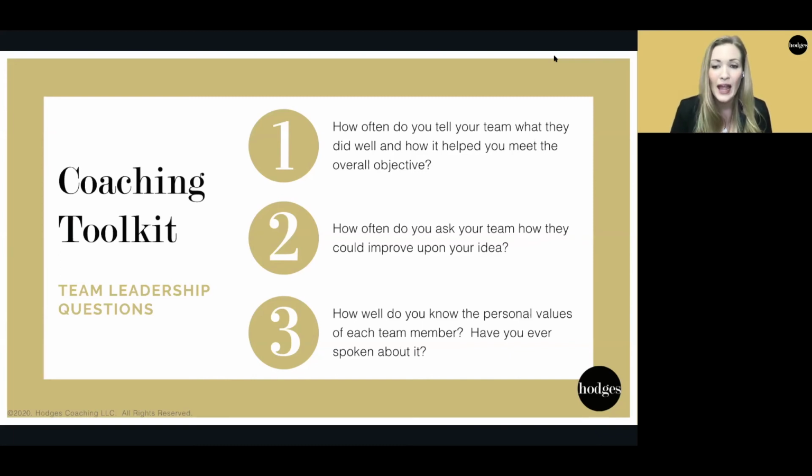Question number two: how often do you ask your team how they could improve upon your idea? Honestly, this is my absolute favorite question to ask my staff. I ask them, all right, here's my idea. How would you make it better? And they love it, and the truth is, a lot of times they do make it better. More often than not, they have a way better idea than I do, you guys. I'm saying that honestly. I think my ideas are pretty good, but they have the clarity of distance and of seeing it from another perspective. And so they can improve upon your ideas.